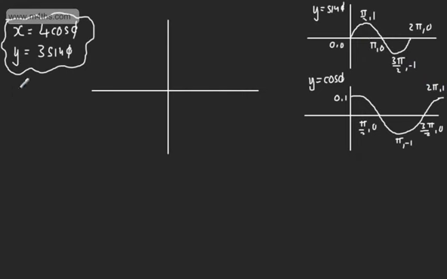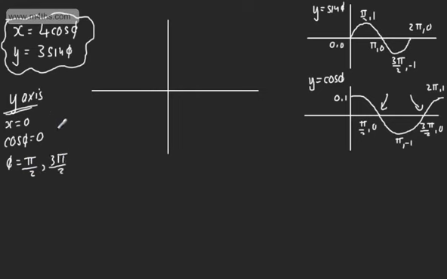Let's now consider the y-axis. When it's going to cross the y-axis, x will be equal to 0. That means 4 cos theta is 0, so we can say cos theta is 0. What I'm doing here is solving for values of theta, and then I'm going to plug it into y. So let's consider where cosine is equal to 0. It's pi by 2 and 3 pi by 2. So we can say that theta is equal to pi by 2 and 3 pi by 2.